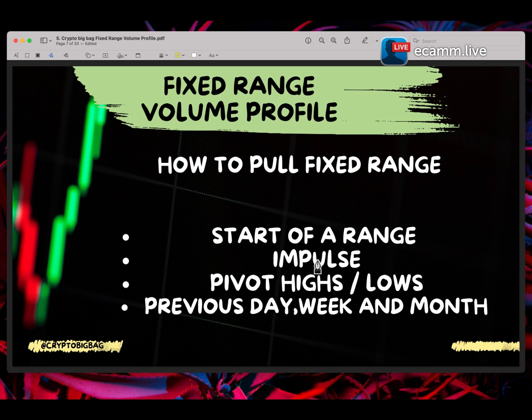You can pull it from the beginning of an impulse. You can pull it from pivot highs or lows. Or you can pull it from the beginning of a time-based session, like previous day, previous week, previous month, or the beginning of the London session or New York session. Do you understand? So these are the ways you can pull fixed range.